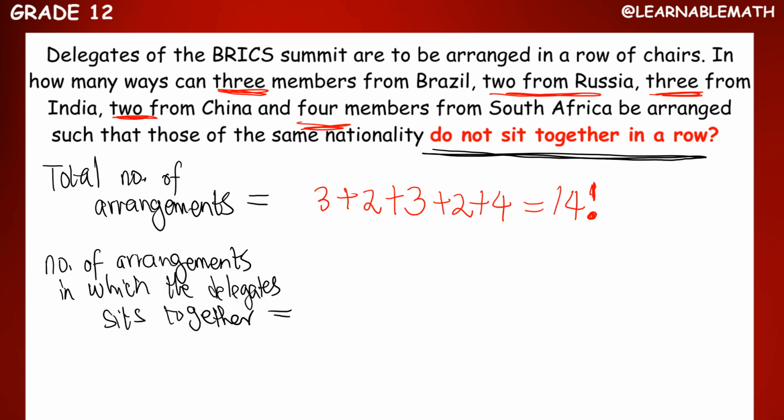Remember, we use factorial notation in order to count the number of different arrangements for different objects, items, or in this case people. So we have 14 people in total to be arranged in a row of chairs. We can arrange them in 14 factorial ways. So factorial, you just use your calculator.